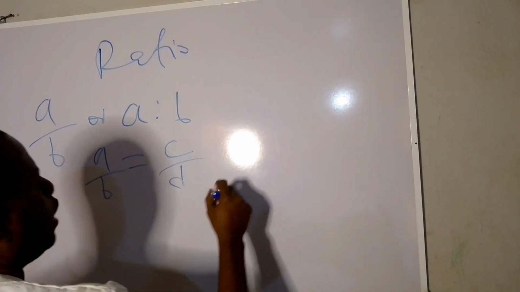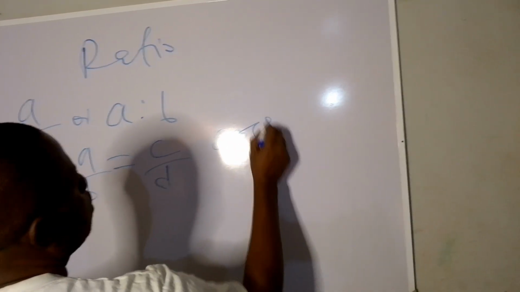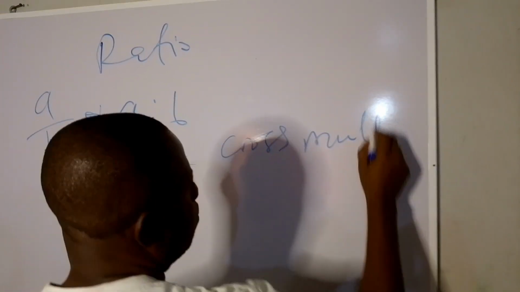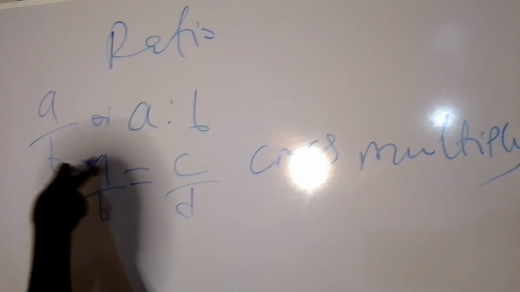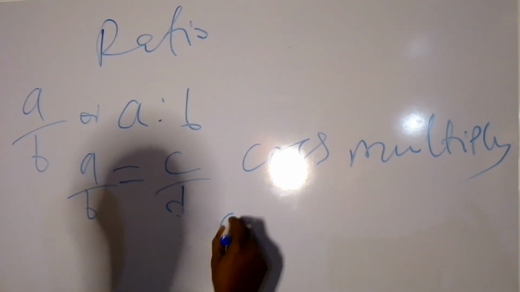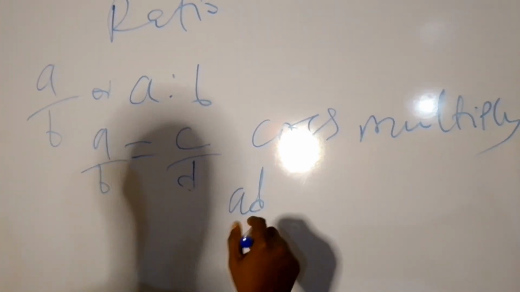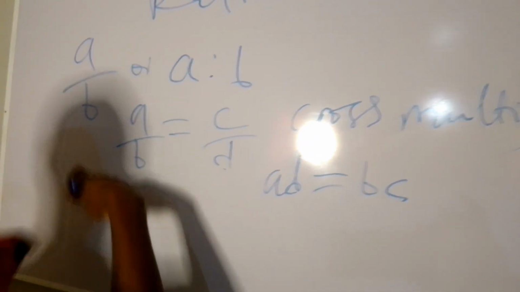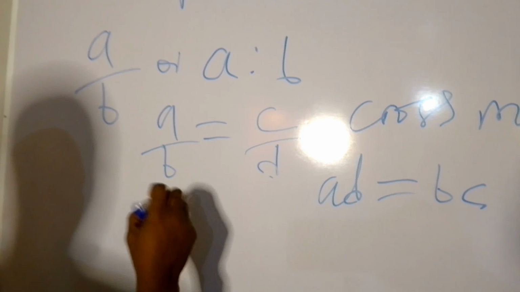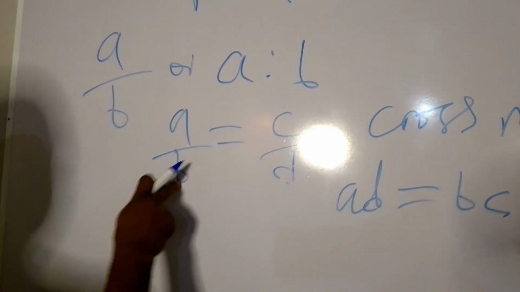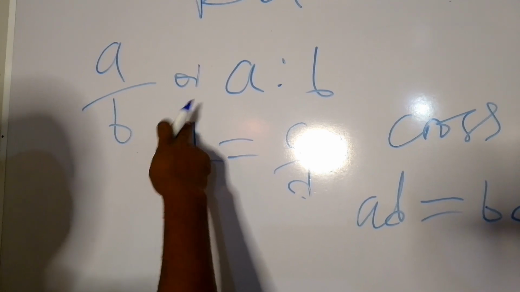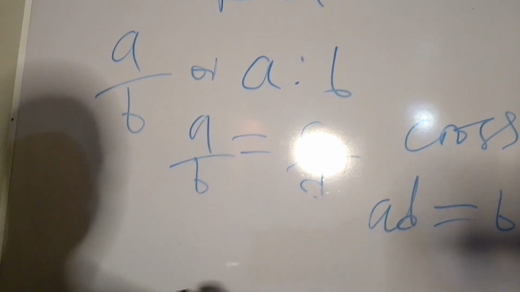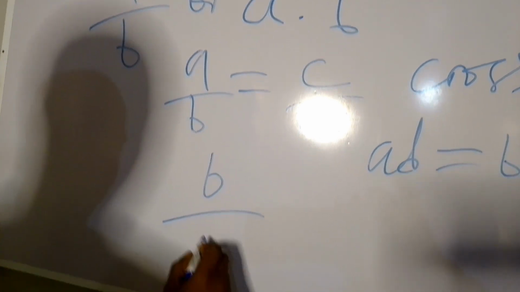You can cross multiply this. When you cross multiply this A with this D, you have AD. B multiplied by C, you have BC. This can also be written as, you can invert it. When you invert it, you bring this denominator, which is B, and make it the numerator, and make this numerator, which is A, the denominator. It becomes B over A.